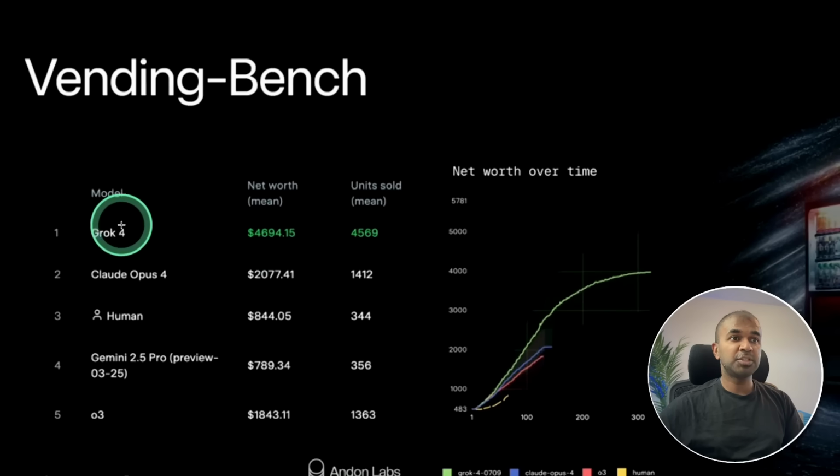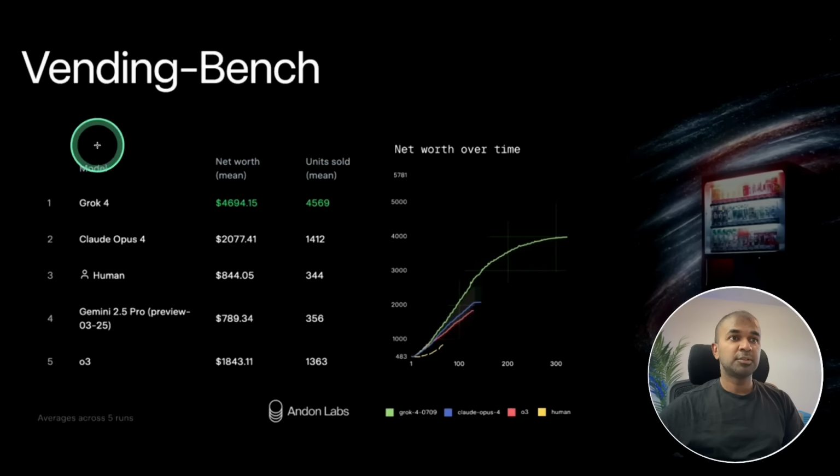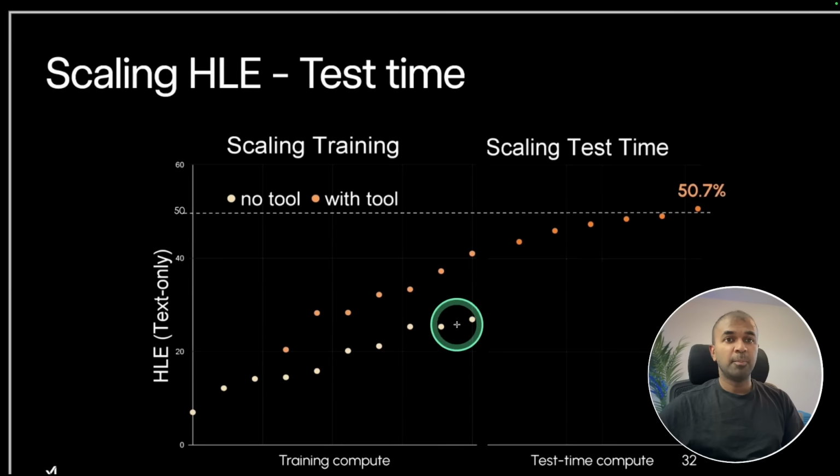In Vending Bench, Grok 4 is the top, beating Claude Opus 4. So this is a new benchmark to show how capable a model is of selling items in a vending machine. When more time is provided to perform a task, then the quality is going to get higher.